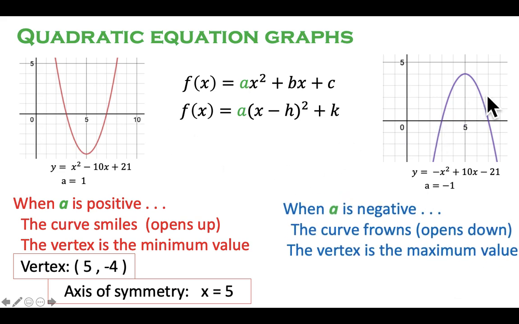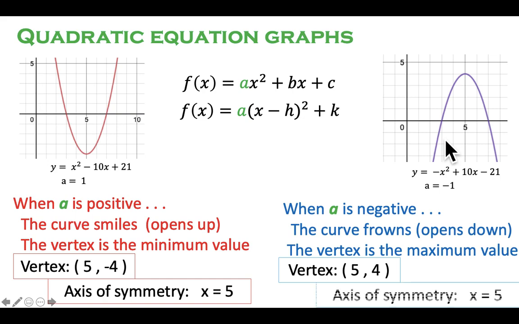For the purple curve on the right side, the value for a is negative, so a would be -1. When a is negative, the curve frowns, or it opens down, and the vertex is a maximum value for the parabola. In this case, the vertex of this parabola is the point (5, 4), and the axis of symmetry for this parabola also happens to be x equals 5.